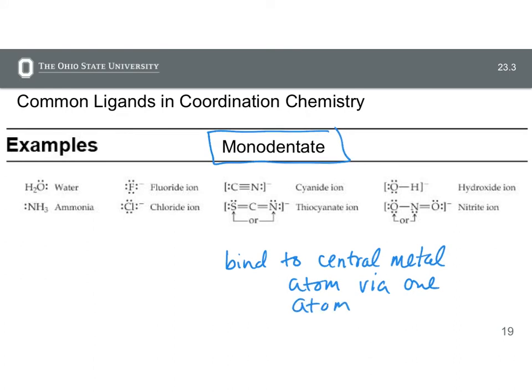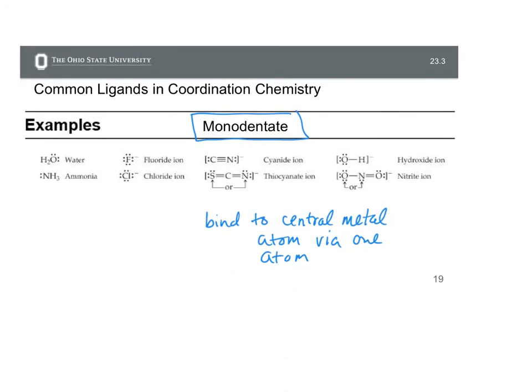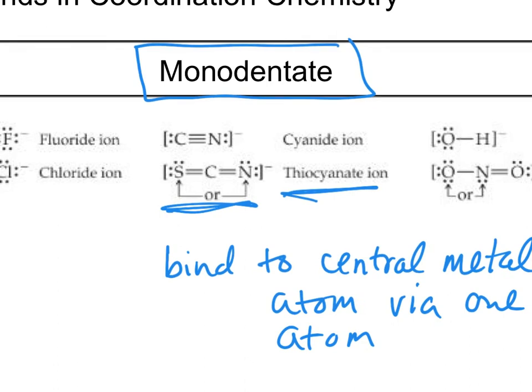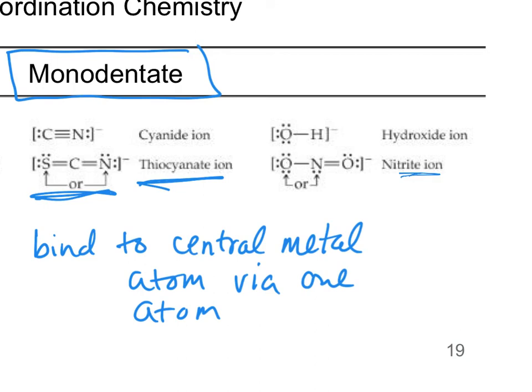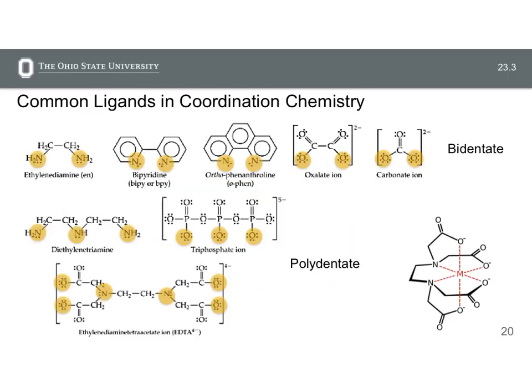So they bind to a central metal atom via one atom. Okay, here's our thiocyanate, and there's an "or" written here. If I zoom in, you can see that it can bind to either side, the sulfur or the nitrogen. That's what the "or" is referring to. Same with the nitrite ion. It can either bind to the central metal atom through an oxygen or a nitrogen. Those are sort of the less interesting ligands.